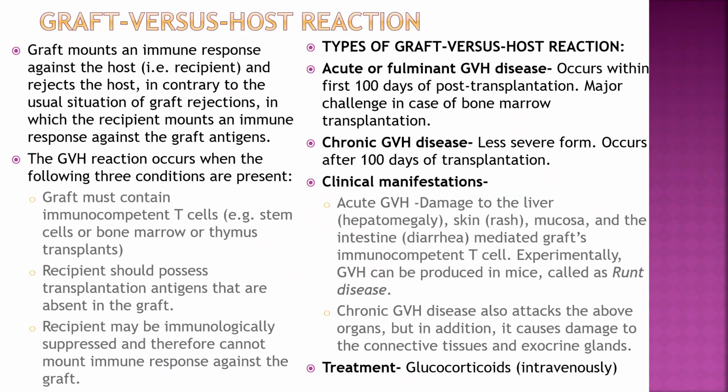Graft versus host reaction. The graft mounts an immune response against the host, that is the recipient, and rejects the host, in contrast to the usual situation of graft rejection in which the recipient mounts an immune response against the graft antigen. The GVH reaction occurs when the following three conditions are met. First, the graft must contain immunocompetent T cells, that is stem cells, bone marrow or thymus transplant.